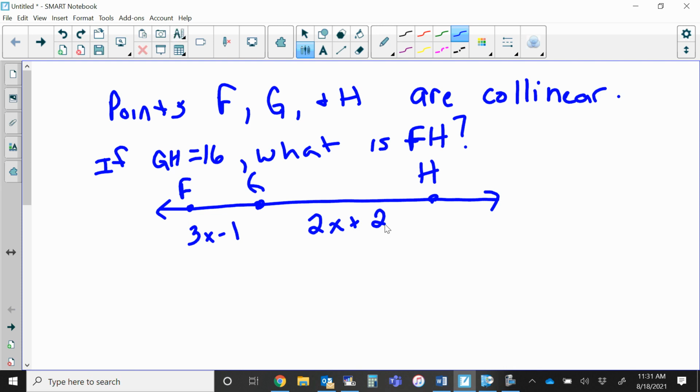All right, now I gave you some more information, didn't I? So this right here is the length between F and G. This right here is the length between G and H. What did they give us? Okay, so I know that G to H is also 16, right? I know that length. Well, if I know that length, how can I use this tidbit of information to help me solve this? What can I do?